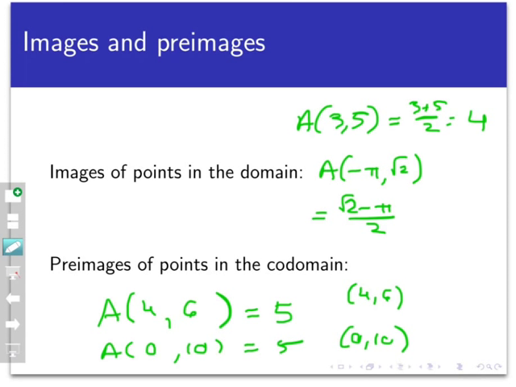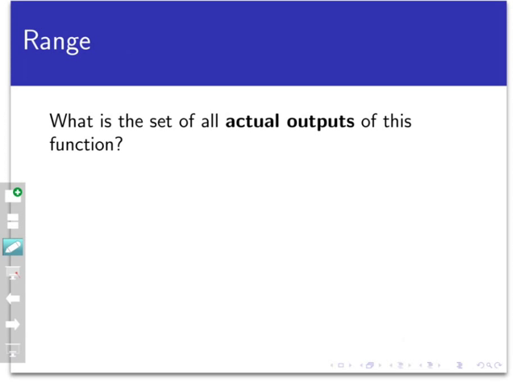So (0, 10) is another pre-image of 5. And you could pretty well imagine you can find as many pre-images of 5 as you wish. So this is definitely a situation where lots and lots of different inputs get sent to the same output. Remember, that's okay. What we don't want to have happen is a single input having two averages. That would be kind of wrong. So finally, let's talk about what the range of this function is.